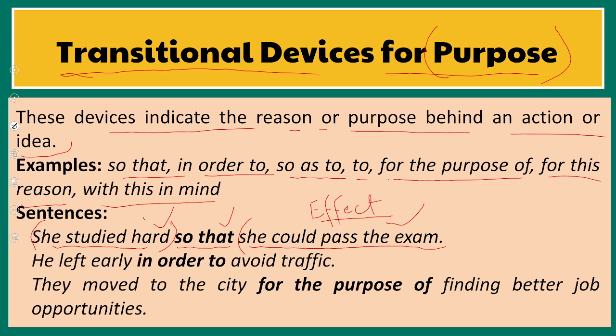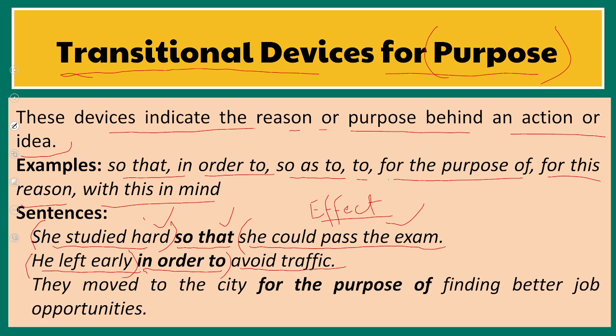Here we have the second example. He left early. So it's a sentence that one left early, one went to his office, maybe he left for his office or something like that. Why did he leave early? What is the reason? In order to avoid the traffic.